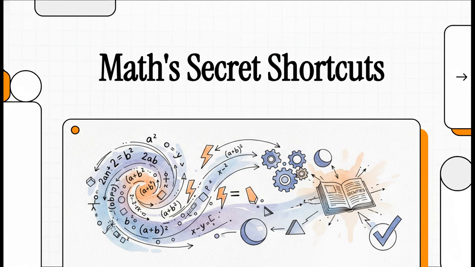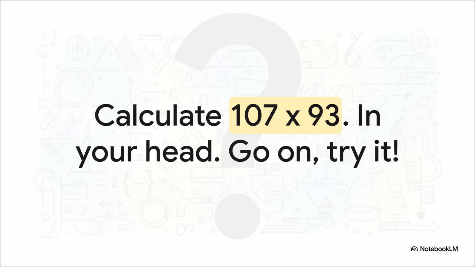Today, we're going to pull back the curtain on one of math's best-kept secrets. We're talking about these powerful shortcuts called algebraic identities that can make some really complex-looking problems, well, incredibly simple. Okay, let's just jump right in with a little challenge. Take a look at this, 107 times 93. Can you do that in your head?